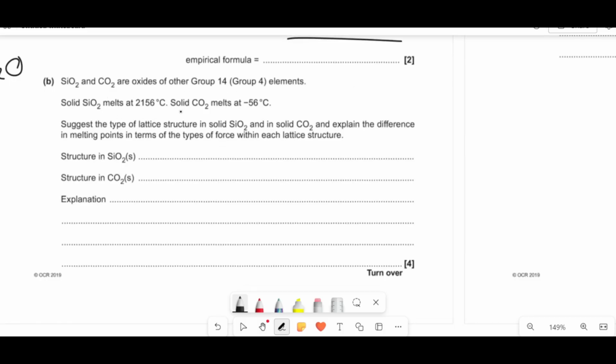SiO2 and CO2 are oxides of other group 4 elements. Solid SiO2 melts here and solid CO2 melts here. Suggest the type of lattice structure in SiO2 and CO2 and explain the difference in melting points in terms of the forces when you're breaking them.